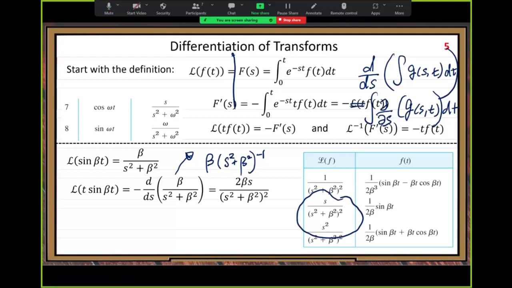Now you compare with the formula inside the circle. The only difference is 2 beta, a constant. If you divide both sides by 2 beta, the right-hand side function is the same as the function inside the circle. So you do that division by 2 beta and you get this formula. But if you look at this one here, that t is missing.